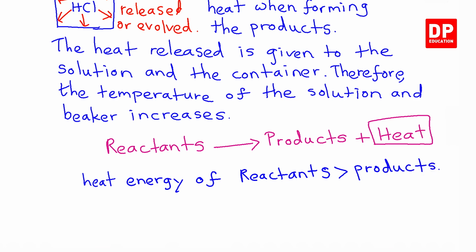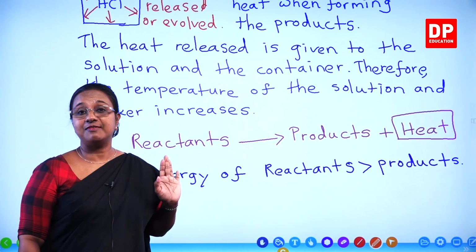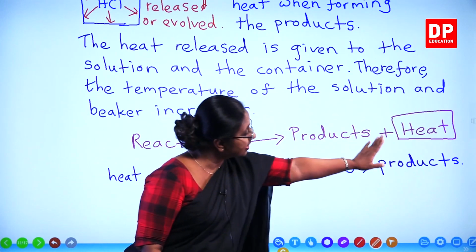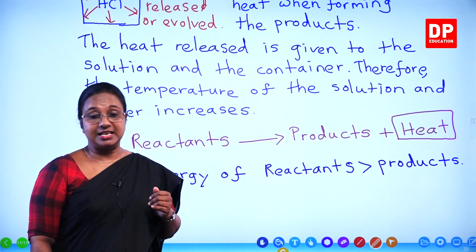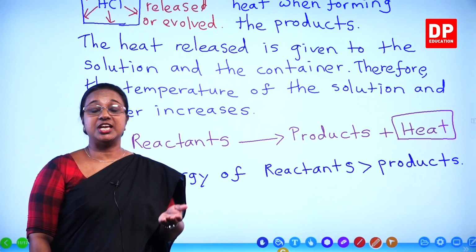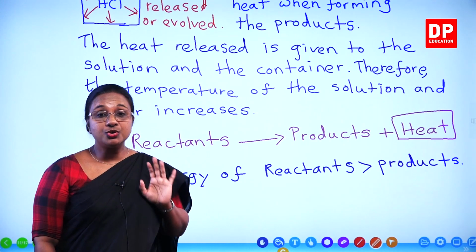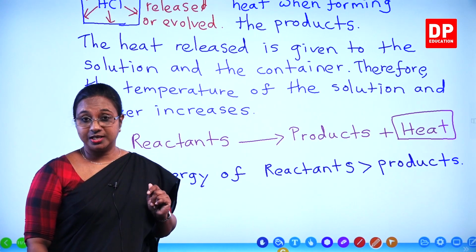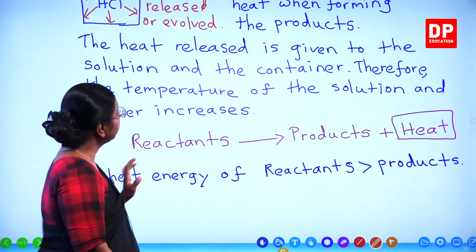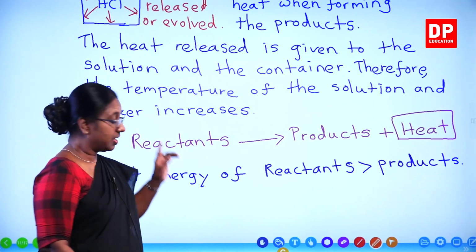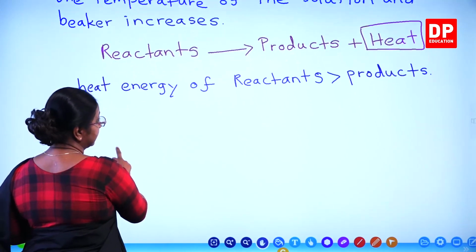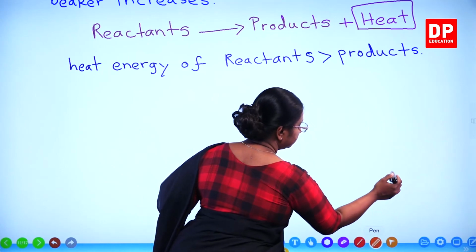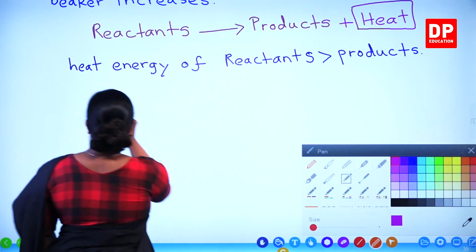Is that okay, students? Because reactants have more energy, products have less energy, the excess energy is evolved or released as heat energy, and that leads to the change in temperature. So those reactions are the exothermic reactions. If we consider some examples, there are two examples that we have already discussed.